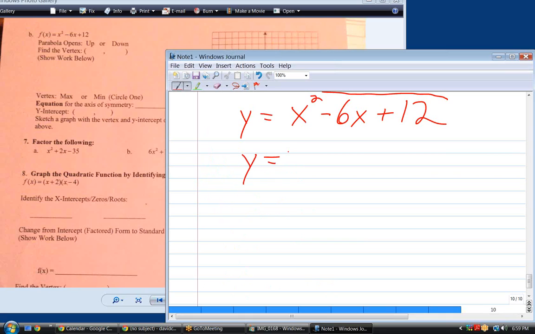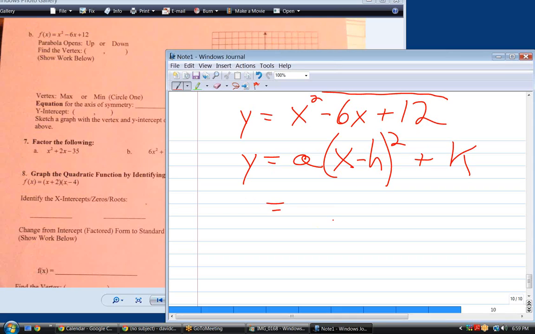Remember, this is vertex format, where h and k are the vertex. So if I can get this x squared minus 6x plus 12 into vertex format, I'll have the vertex. And it might be easier to do than the previous method, which had quite a bit of arithmetic. We had to figure out what minus b over 2a was, and then substitute that in for x to figure out what y was. So this could be an easier method.